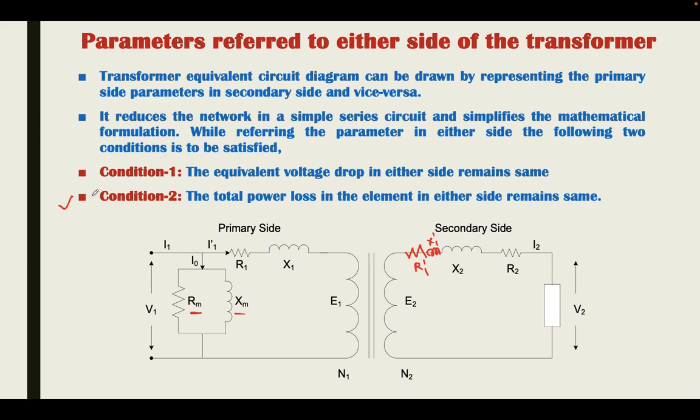The other condition is that when referring the parameters from primary to secondary side, the total power loss in the element in either side remains the same. This means the I square R loss in this resistance in the primary side must equal the I square R loss when it is represented in the secondary side. Similarly, the I square X loss in the primary side must equal the I square X1 dash loss in the secondary side.